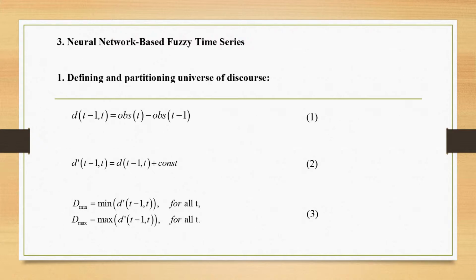The differences may turn out to be negative. To ensure that all the universe of discourse are positive, different positive constants are added to the differences for different parts of the data, as in equation 2. For each part of the data, the minimum and maximum of all differences, dmin and dmax, are obtained. We can see in equation 3.